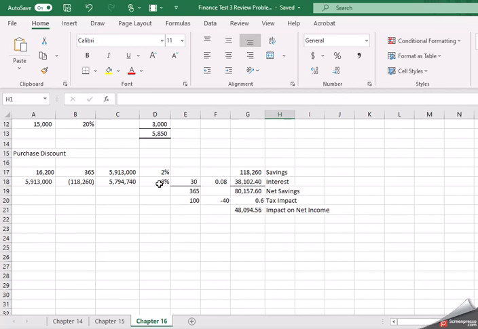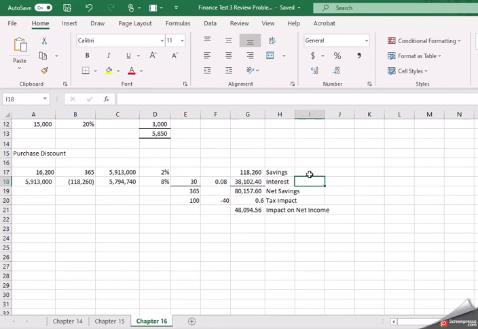the $5,794,740, times 8%, which is the bank's interest charge, but only for 30 days because they're still paying on day 40. All we're talking about is they're borrowing for 30 days in order to take the cash discount. So 30 divided by 365 gives us 0.08. Again, I'm rounding it. It probably is an odd number. And then we'll multiply that out to get to our interest. So then our interest is $38,102.40.